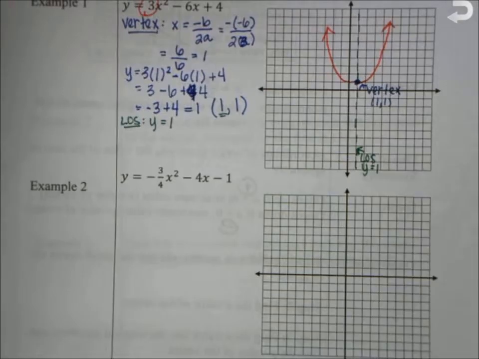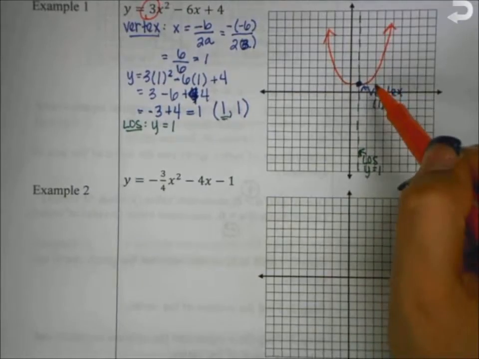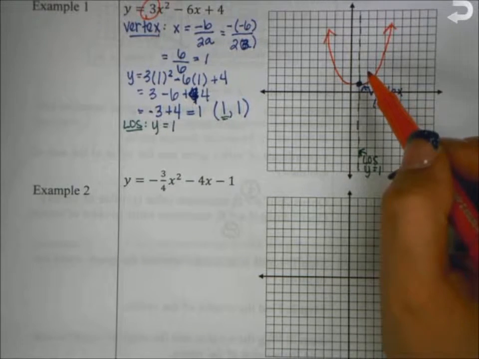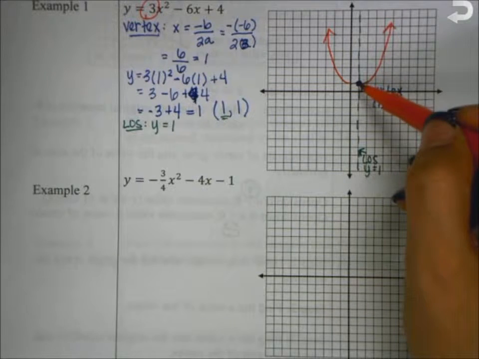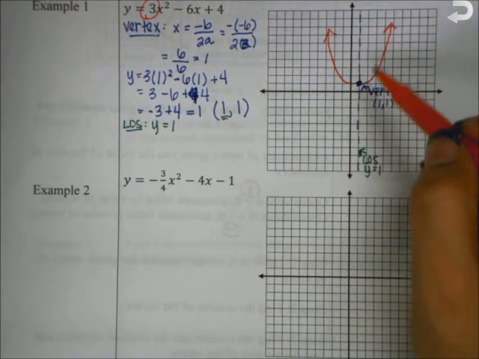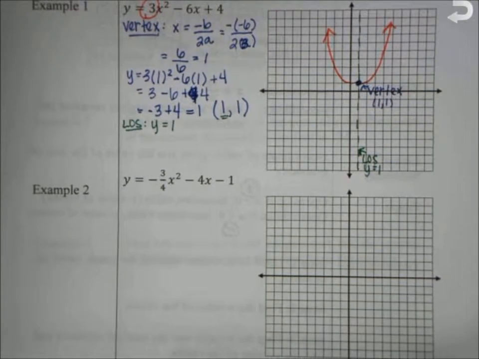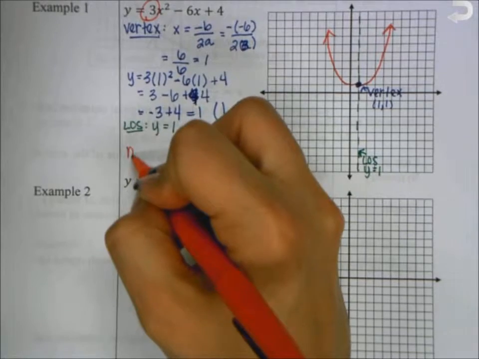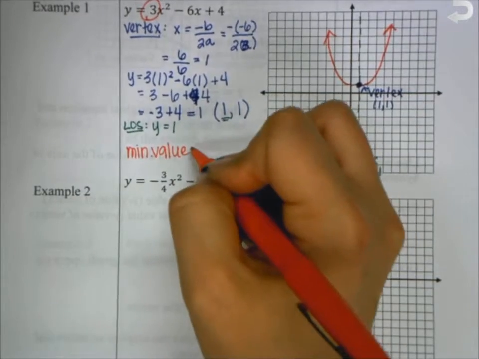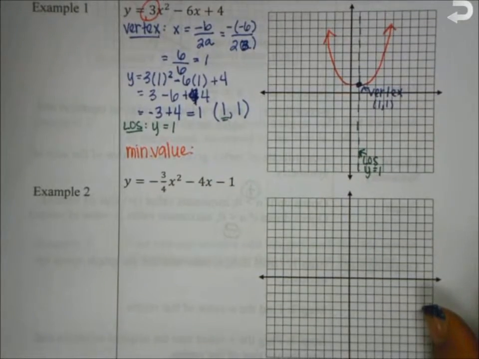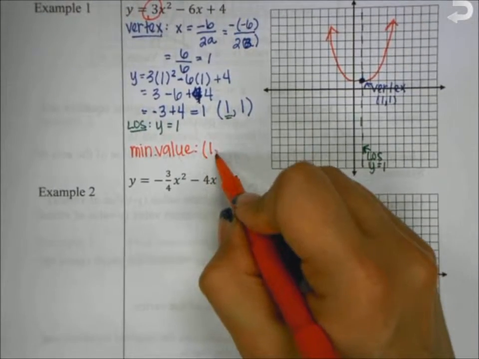Okay, so if I sketch the parabola, do I have a minimum or a maximum value? Let's look at it. My minimum or maximum value is always going to be the vertex. Is my vertex at the lowest point on the parabola or at the highest point? It's at the lowest, so we have a minimum value. So we have a min value, and it's at what point? At 1, 1. And that's all we have to do.